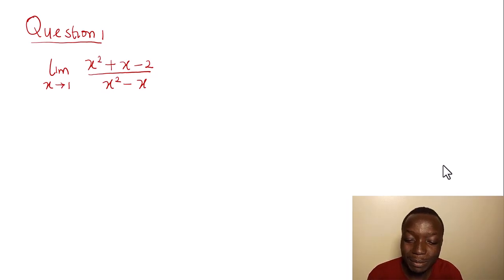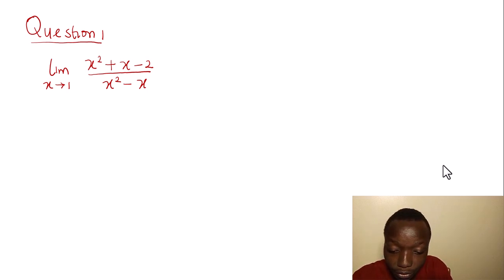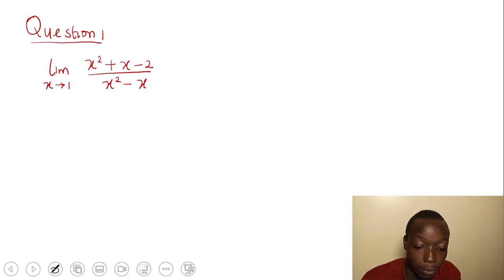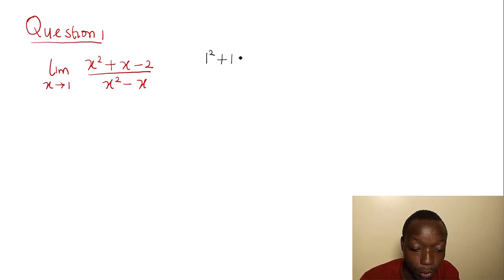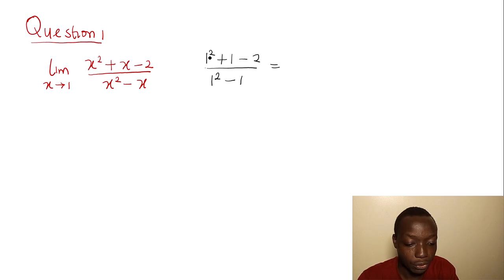All right. So in this video, I'll be showing you what happens when you get 0/0 after doing your direct substitution. So let's look at the first question. You have the limit as x approaches 1 of x squared plus x minus 2 over x squared minus x. Let's try direct substitution here. You're going to have 1 squared plus 1 minus 2 over 1 squared minus 1. 1 squared is 1, plus 1 is 2, then minus 2 is 0, over 1 squared is 1, minus 1 is 0.